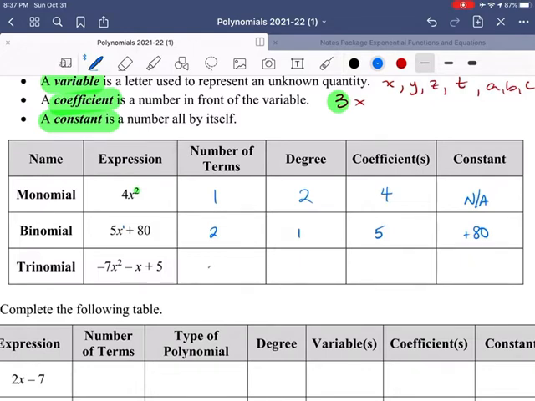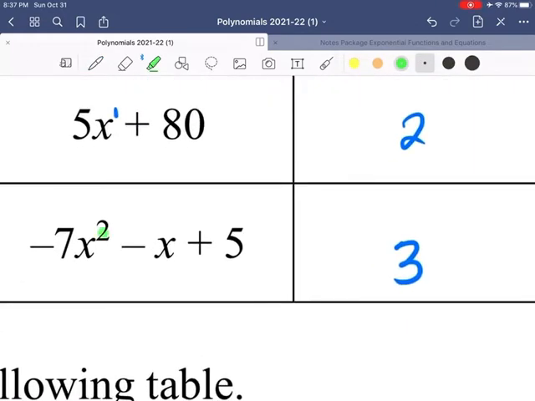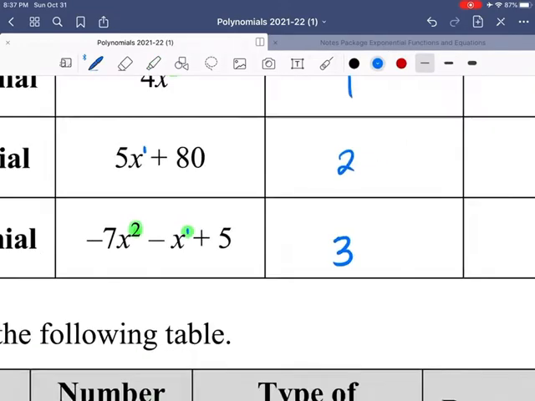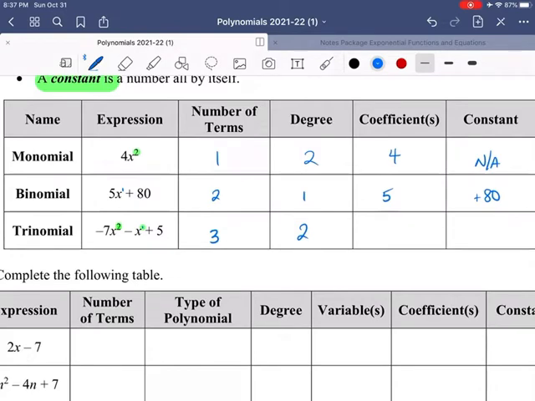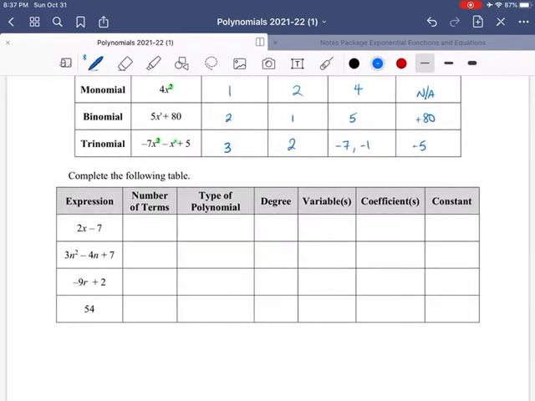All right, trinomial, there's three terms. The degree, look at the exponents. This has exponent 2, and this has exponent 1. So what's the bigger exponent? 2 is. So the overall degree is 2. The coefficients, we have two coefficients. We have negative 7 and negative 1. And our constant in this case is positive 5. So I want you to pause the video, try this chart, and then come back and see how you've done.